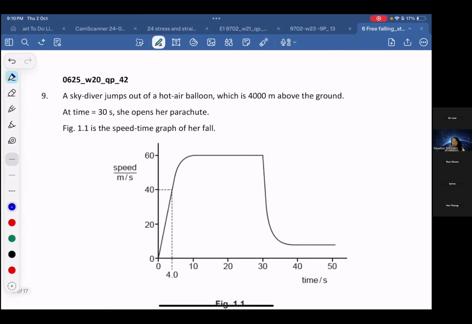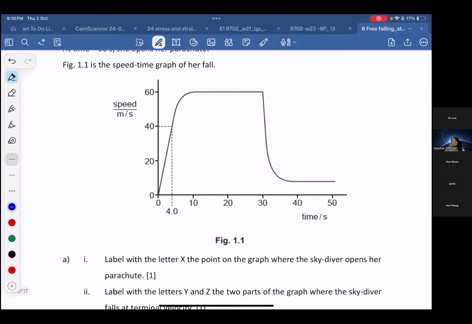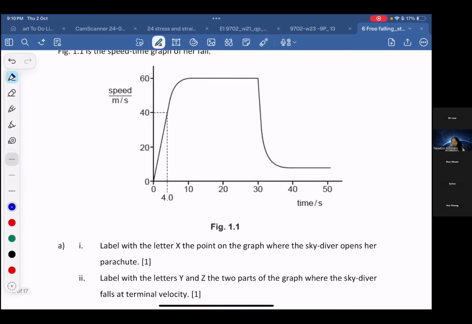Okay, now it's using the graph to learn about the motion. A skydiver jumped out of the hot air balloon, which is 4,000 meters above the ground. At the time 30 seconds, she opens her parachute. Figure 1.1 is the speed-time graph of her fall. Label with the letter X the point on the graph where the skydiver opens her parachute.